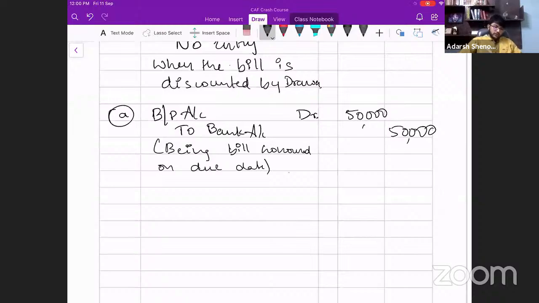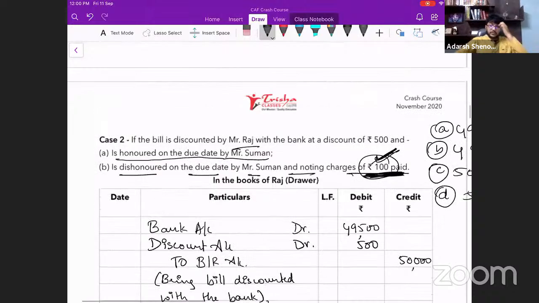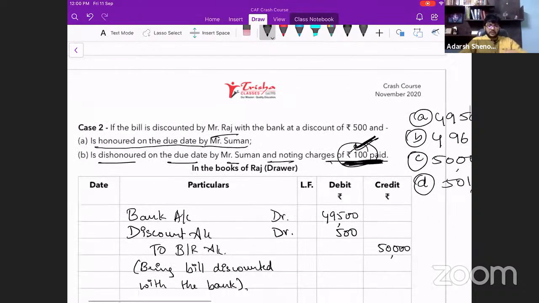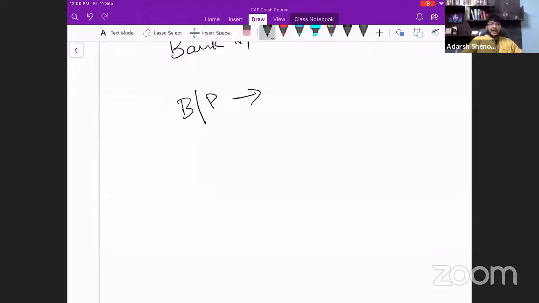Sir, now what if the bill is dishonored? Second, case B is what if the bill is dishonored? Can you tell me what should I debit? Bills payable, the liability. This piece of paper, is it becoming irrelevant? Yes, it's becoming irrelevant. On the due date, I pay it or I don't pay it, I respect it or I don't respect it. I have to debit this account because this bills payable becomes irrelevant. It becomes a piece of paper. It is not a negotiable instrument anymore. So that is why we have to debit bills payable.